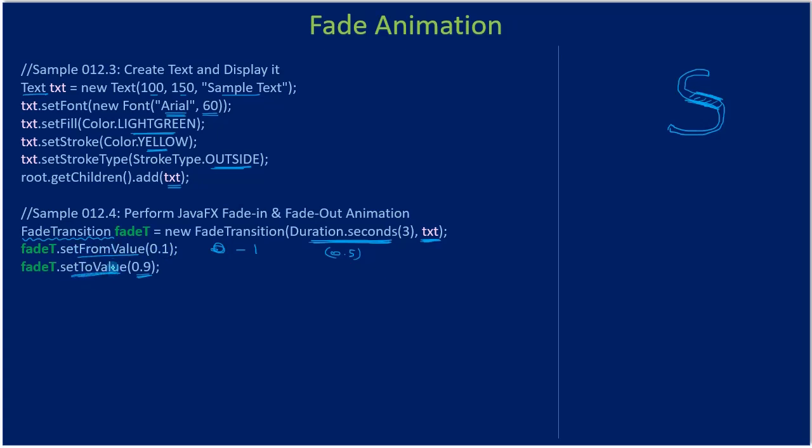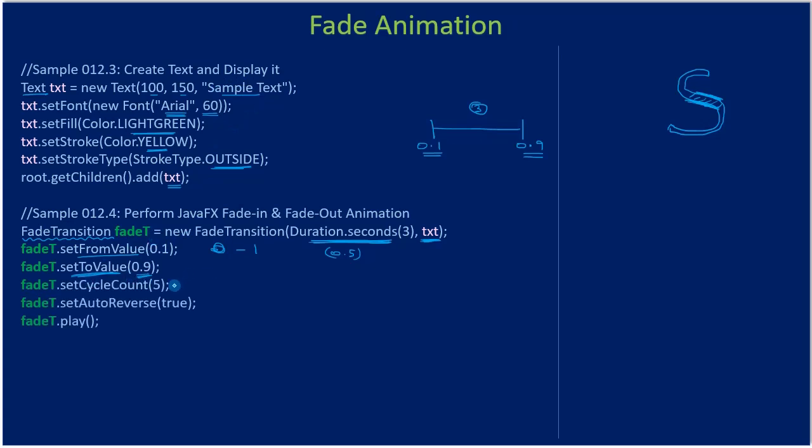So we set the from and to values, and the timeline will be calculated based on this. The start is 0.1 and here it is 0.9, and the animation will be played for 3 seconds. So during the construction of FadeTransition, the time frame itself is specified. The duration of the animation is 3 seconds, the start value is 0.1 and the end value is 0.9, which we are setting on the opacity of the shape, here the text.